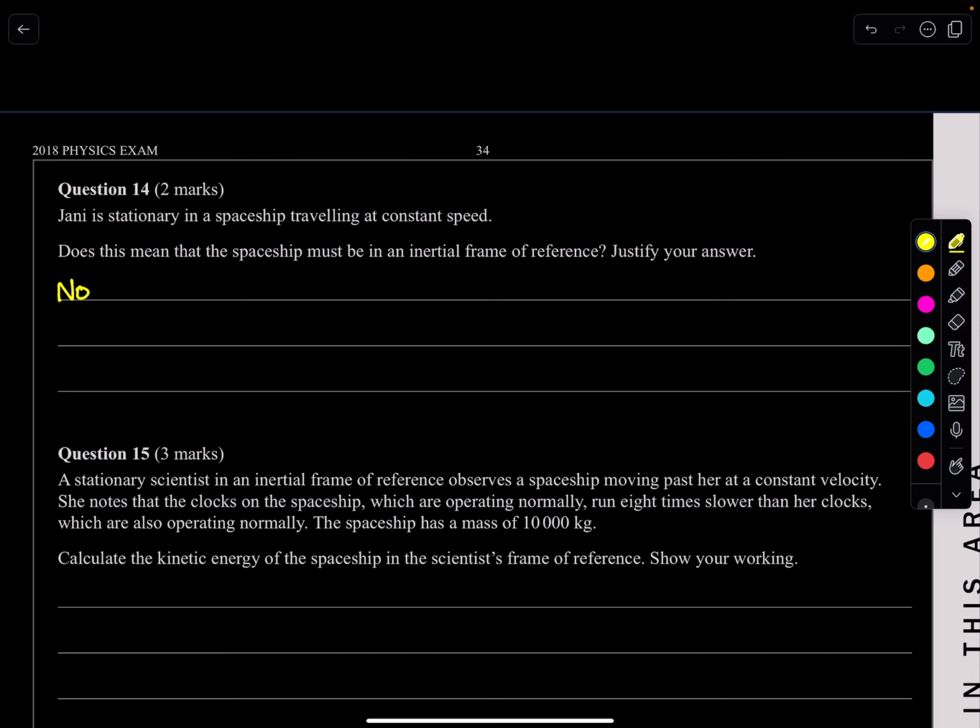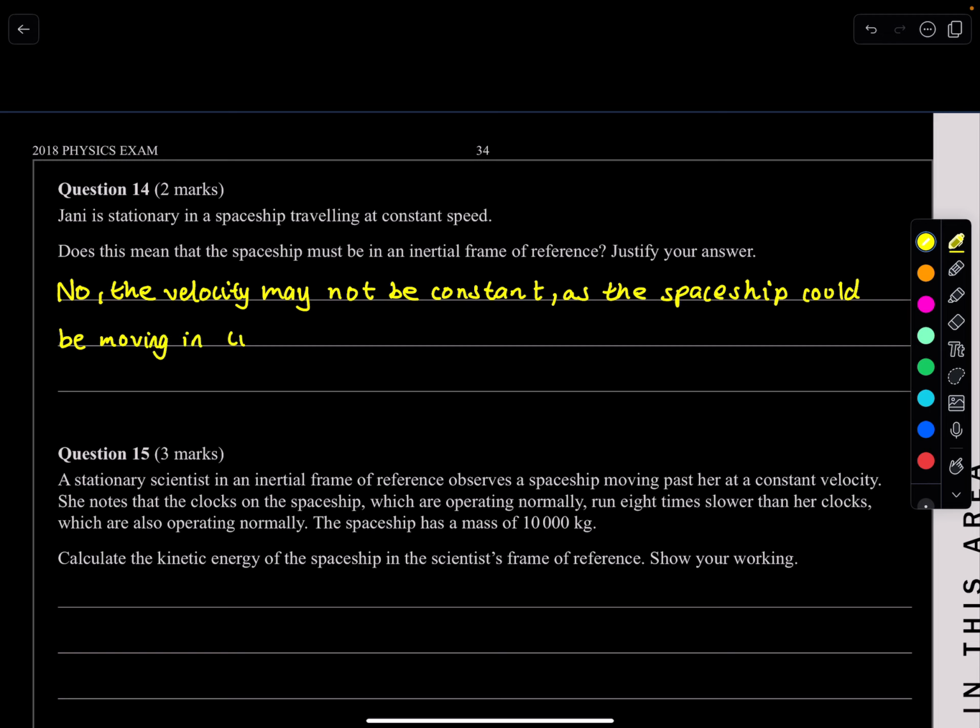So we're going to just say no, the velocity may not be constant as the spaceship could be moving in circular motion where there is acceleration. Hence no inertial frame of reference.